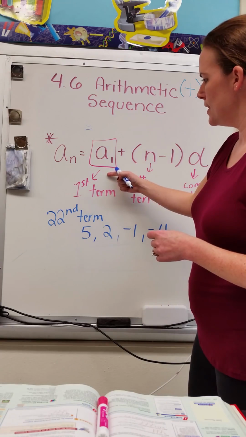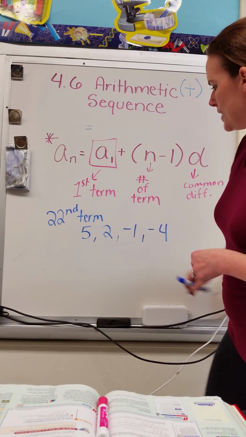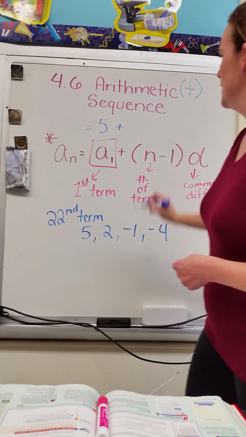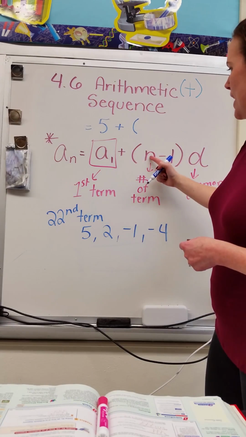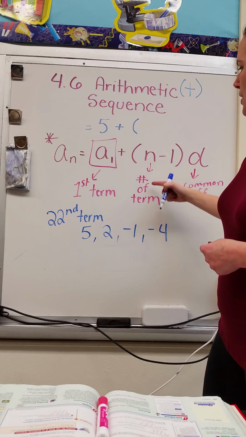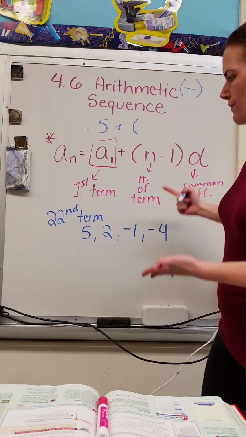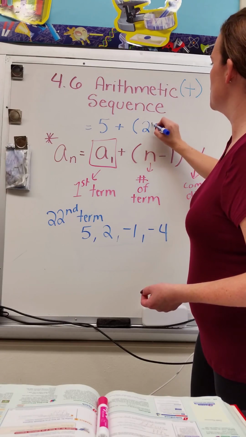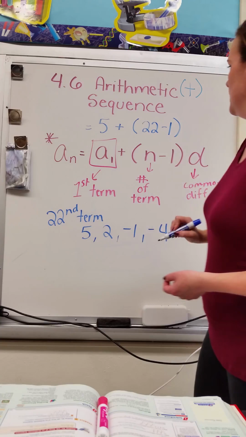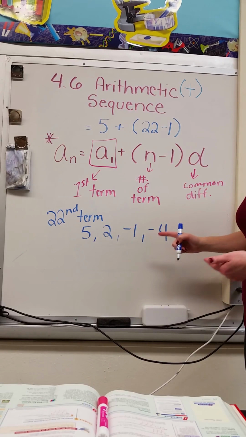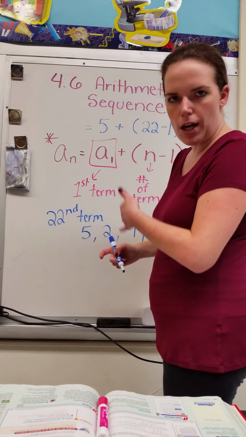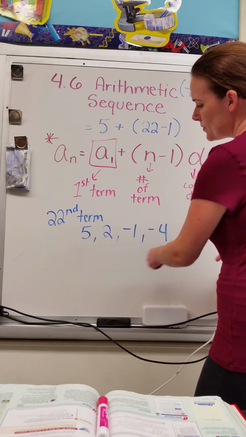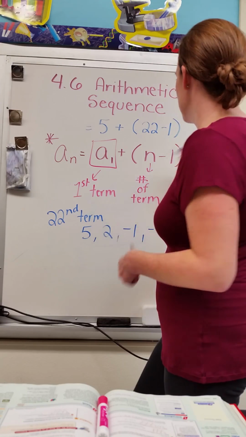The first thing is, what's the first term? Well, as you can see, my first term is a 5. So I put a 5. Then in parentheses, I have n minus 1. Now your n is the number of the term that you're trying to find. So in this case, it's the 22nd. So I'm going to do 22 minus 1. And then my common difference is just what is it that I'm adding each time. In this case, you can see you're going down by 3. So my common difference is going to be -3.